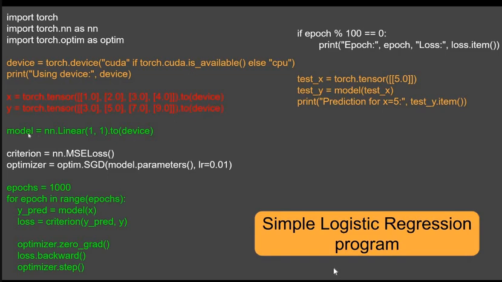And now we are creating the model. So model is equal to nn.Linear(1, 1). Linear(1, 1) means I just need one layer and nothing too complex, since it's a very simple program, it's just 2x plus 1. And I'm sending this to the device as well.